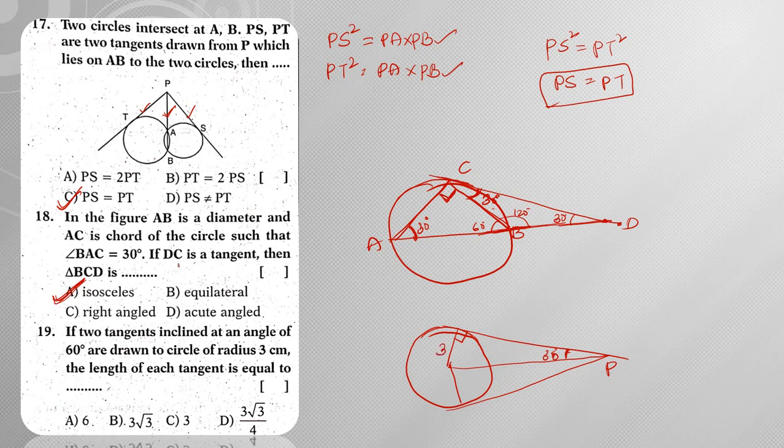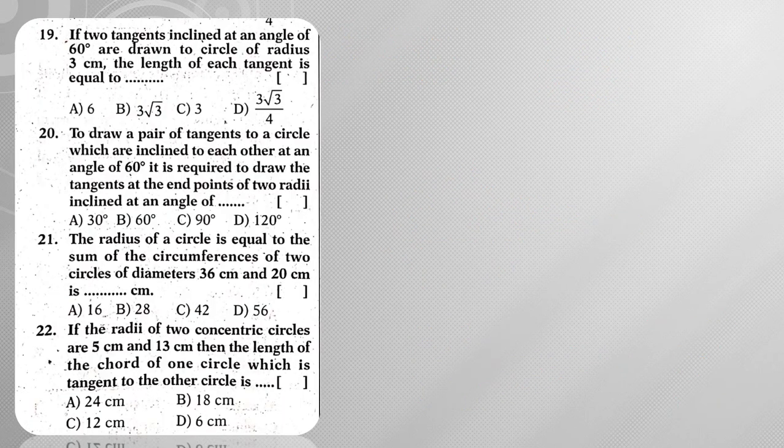Now the radius is 3 centimeters. Now we are asked to find the length of the tangent. With respect to this 30 degrees, this is the opposite side and this is the adjacent side, right? So we can apply tan 30 degrees. Tan 30 degrees is equal to opposite by adjacent, so 3 by L. Tan 30 is 1 by root 3, equal to 3 by L. From this, L is equal to 3 root 3. Hence the answer is 3 root 3 centimeters. Clear, right?